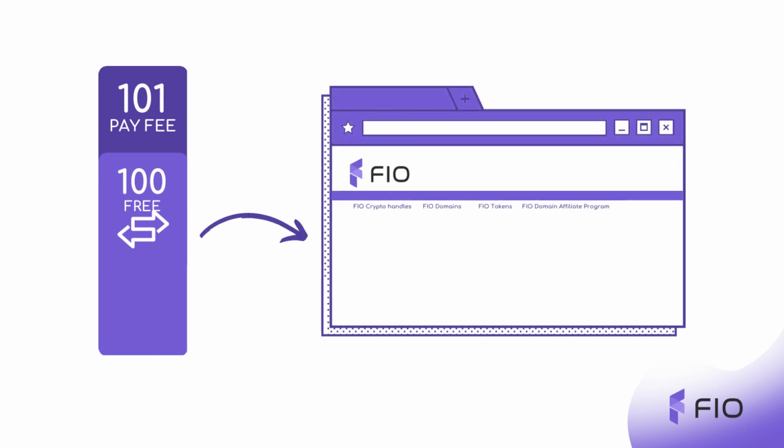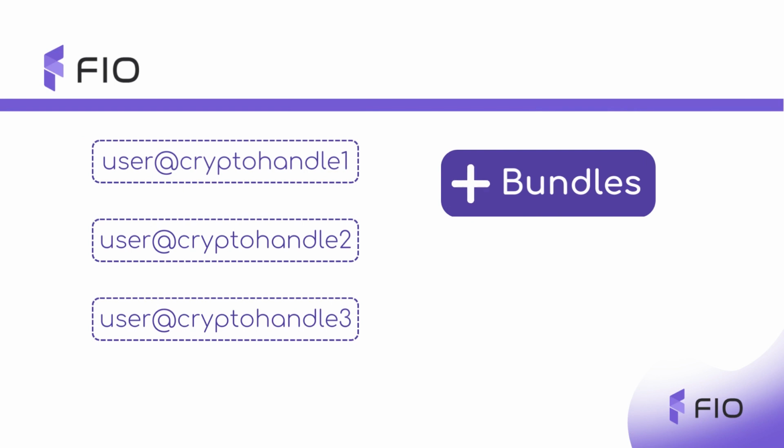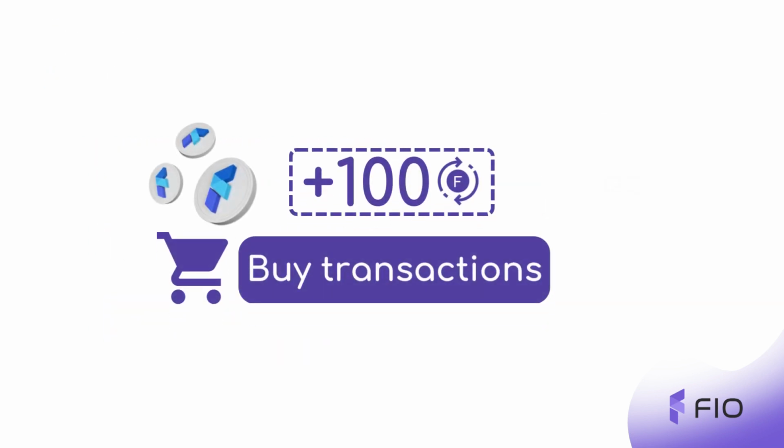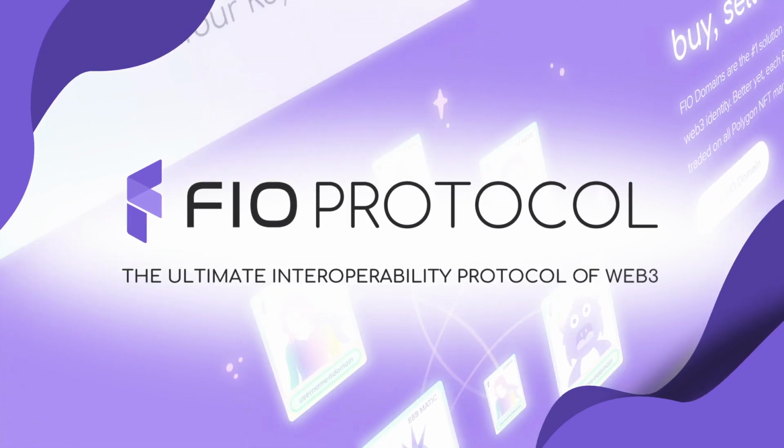If you find yourself in a situation where you go over the 100 bundled transactions, you can simply go to the FIO Crypto Handles tab on your dashboard and click on the plus sign next to bundles. There, you can purchase more transactions using the FIO tokens, if you have them. That is all about the FIO protocol, the ultimate interoperability protocol of Web3.